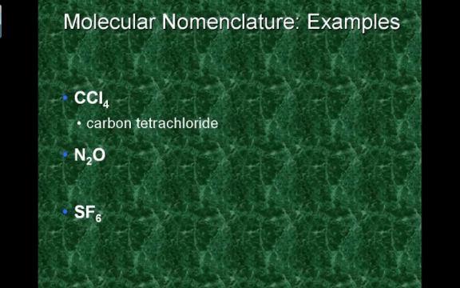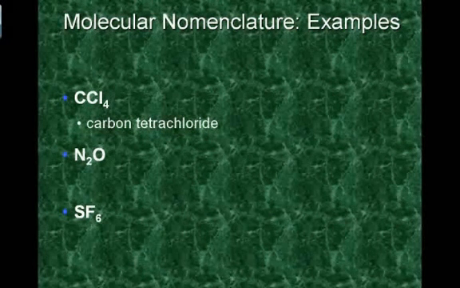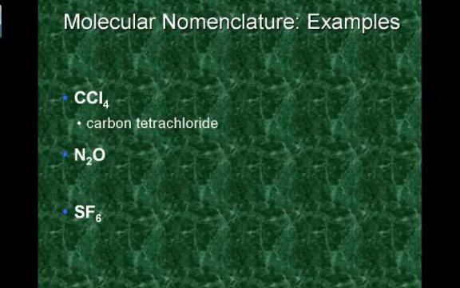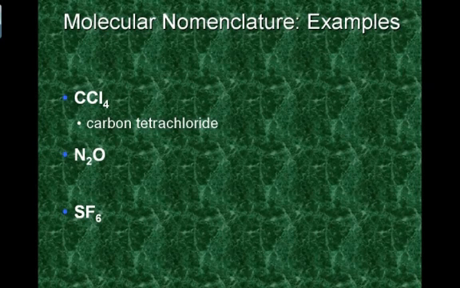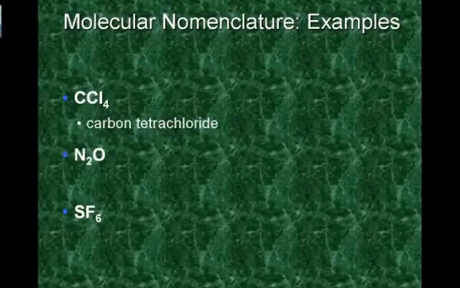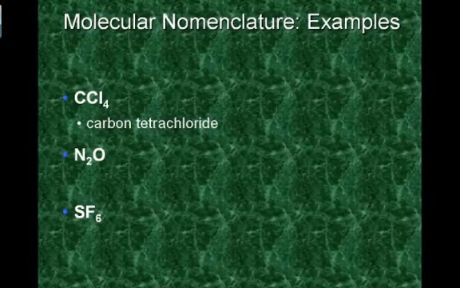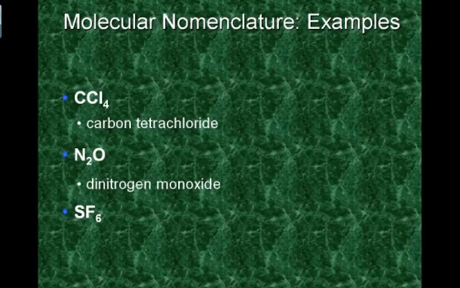Second example, N2O. So the first element is nitrogen, so we just write it as nitrogen, except there are 2 of them, as indicated by the subscript, so we need di in front, so dinitrogen. And then there's a single oxygen. You need it to end in IDE, so that would be oxide. There's a single oxygen, so we need to put mono. And then just for simplicity's sake, we leave out one of the O's. So instead of saying monooxide, we just say monoxide. So this compound would be named dinitrogen monoxide.